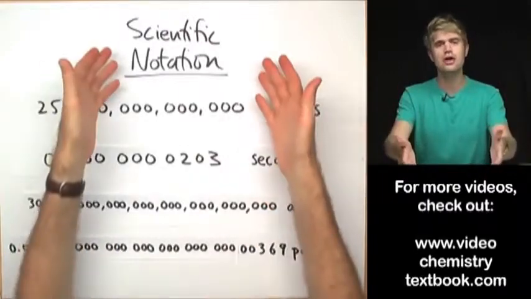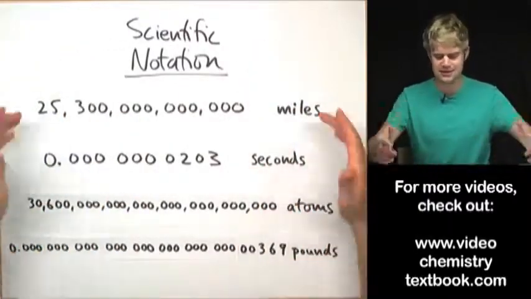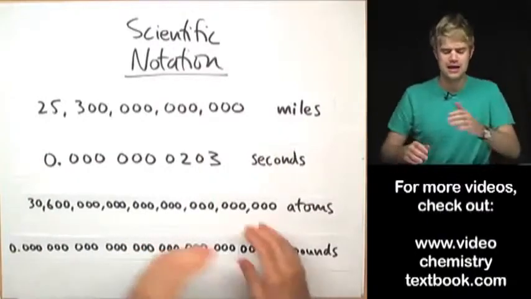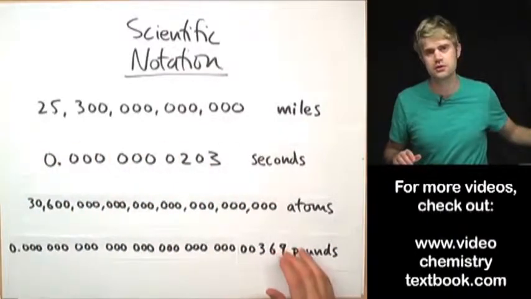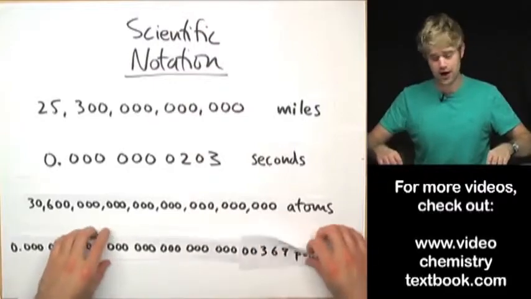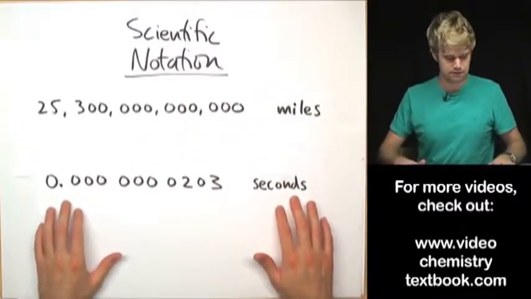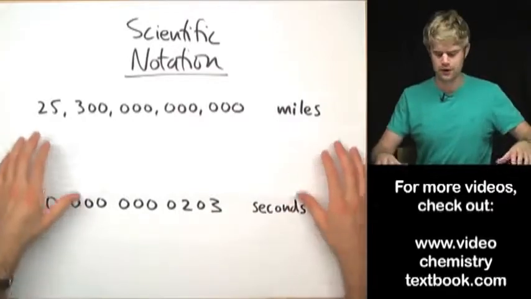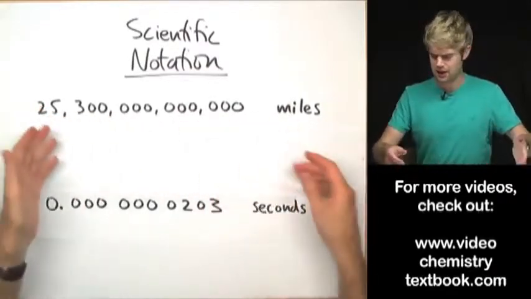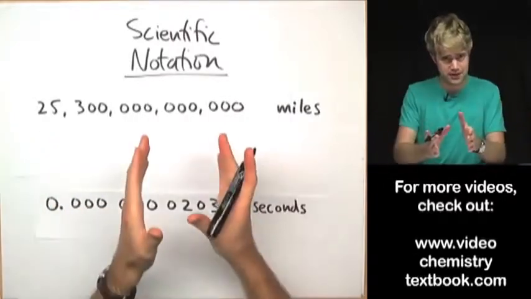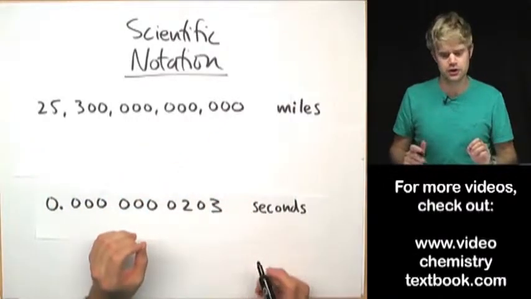So scientific notation comes in handy because it lets us take numbers like these really big ones and these really small ones, get rid of all of the zeros, and write them in a very compact, very simple way that's much easier to use. Let me show you how we do it. Let's start with this really big number in miles. Here's what we do to compress it down and write it in scientific notation.